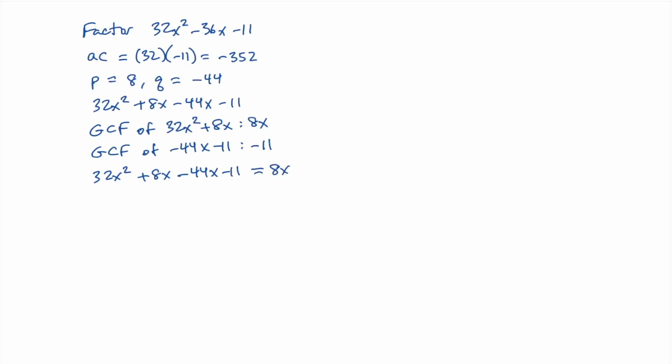Factor out the 8x, and we get 4x, because 4x times 8x is 32x squared. And then we have plus 8x, so we will have plus 1, since 8x times 1 gives us back our 8x. Okay, factor out the minus 11. We will have 4x plus 1.